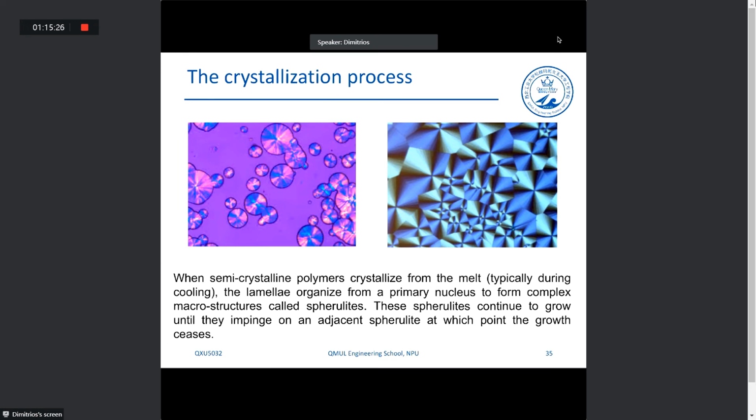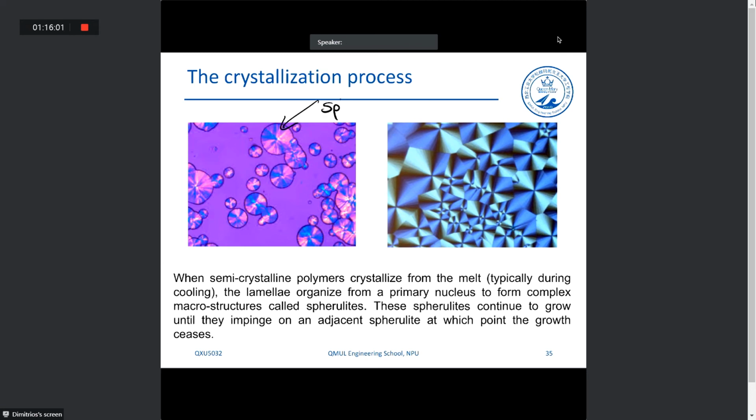So if we have, let's say, a polymer in its melt state, and before it's melted, we prepare it as a very thin film, and then we melt it by heating it up and viewing it in an optical microscope. A very characteristic, very interesting structure, such as these ones, is formed. This spherical, circular structure is called spherulites.